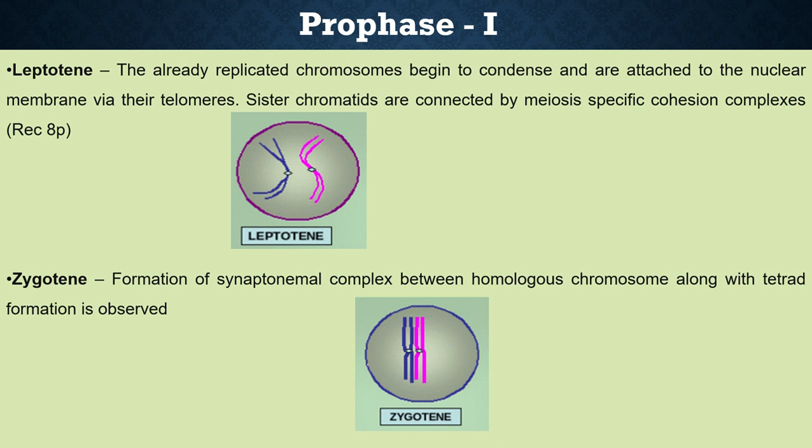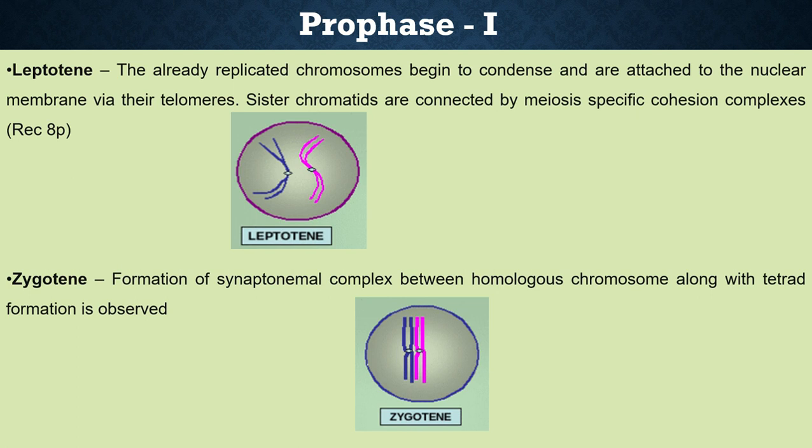Prophase 1 commences with leptotene. In leptotene, we see condensation of already replicated chromosomes. The replicated chromosomes begin to condense and are attached to the nuclear membrane via their telomeres.